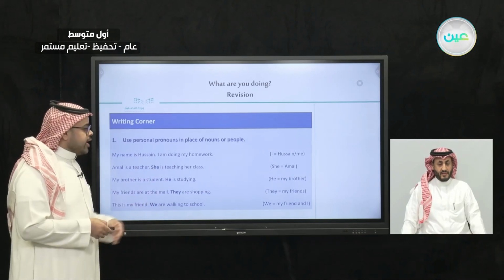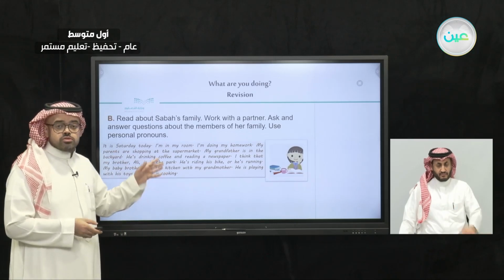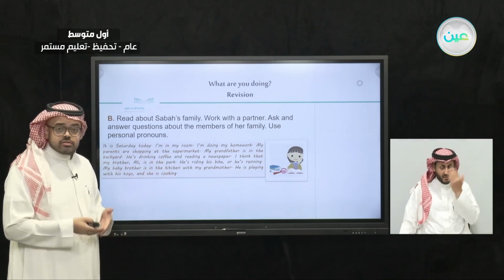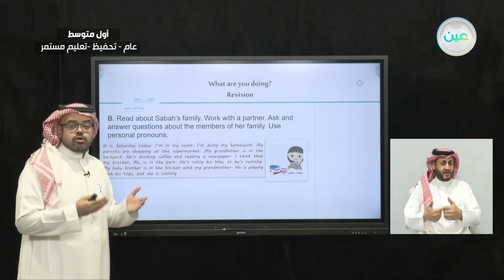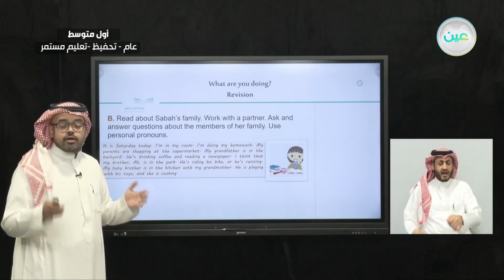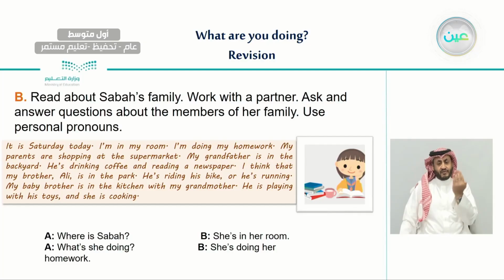Okay? So we learned this last time, and we also read about Sabah's family. We had an interesting text where Sabah talked about her family: where are they and what are they doing? And we made several questions on this text. For example, where is Sabah? According to her text, she said, I am in my room. We wrote, she is in her room. And what is she doing? She said, I am doing my homework. So we answered, she is doing her homework.